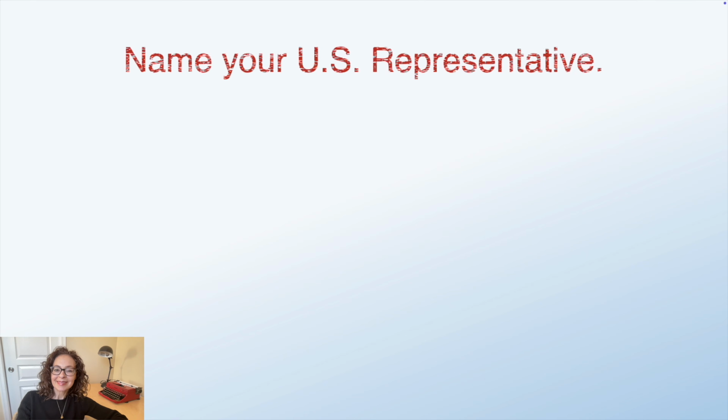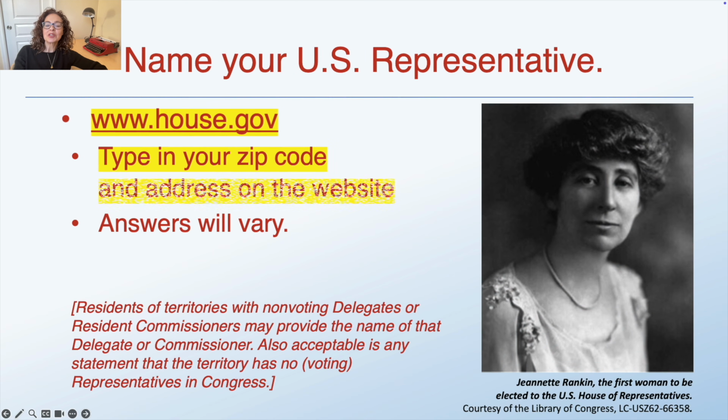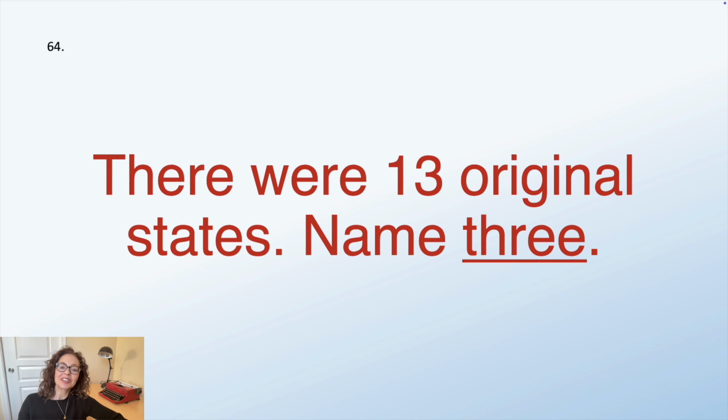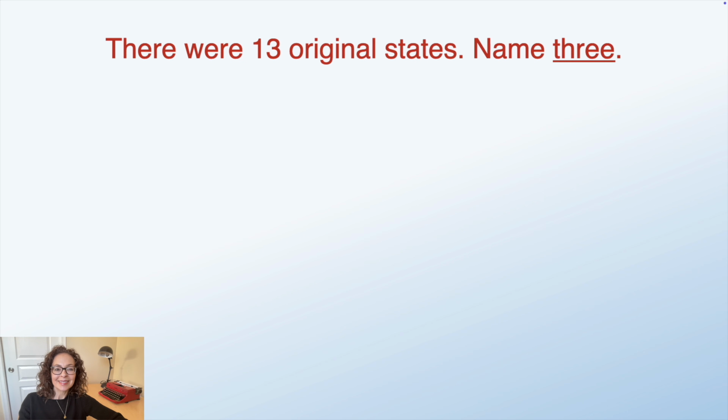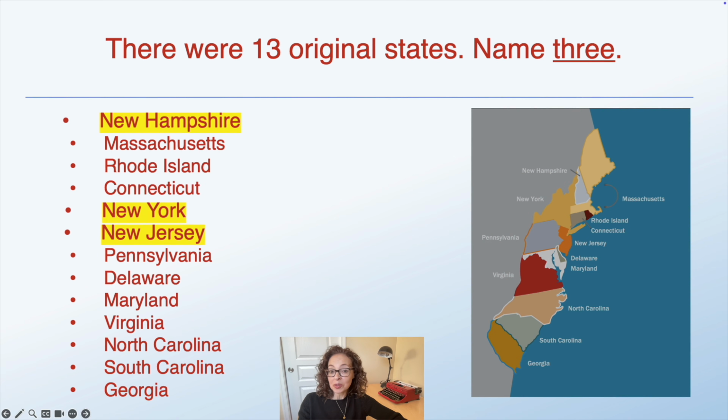Name your U.S. representative. Of course, answers here will vary. You'll need to go to house.gov and type in your zip code to find your specific U.S. representative. There were 13 original states. Name 3. Okay, you can choose any 3 here. I did all the news: New Hampshire, New York, New Jersey.